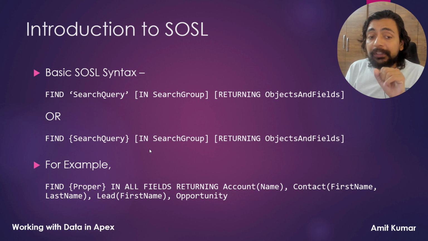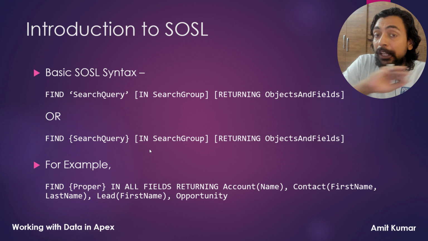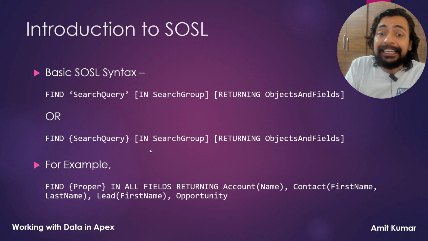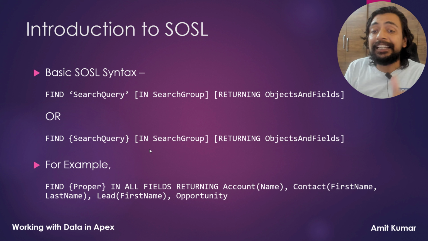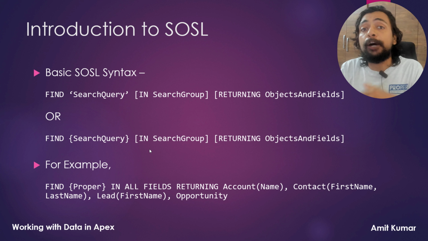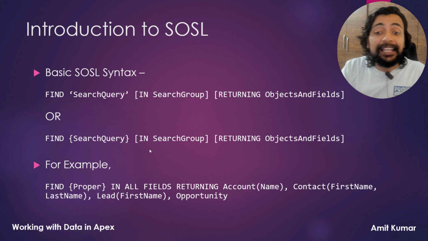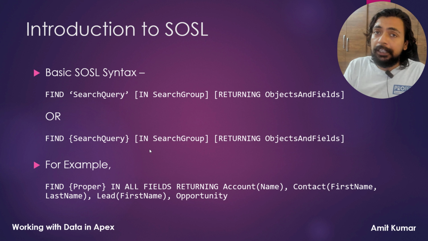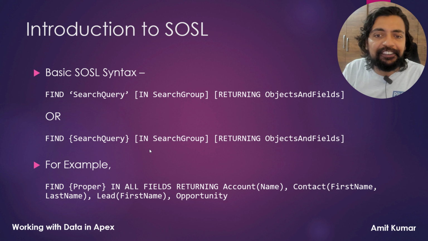So what will it do? It will try to search proper in all the fields. And when I say all the fields, I mean all the valid fields. As I told you, you can search on email, you can search on text, you can search on phone. So it will search on all the fields, and the result it will return with account object, contact object, lead object and opportunity object. From the account object, it will show the name field. From the contact, it will show the first name and last name. From the lead, it will show the first name. And from the opportunity, let's see what it will show, because we haven't mentioned any field over there.